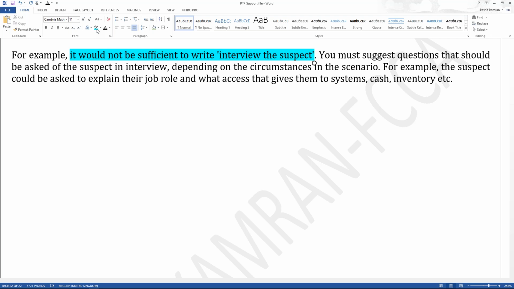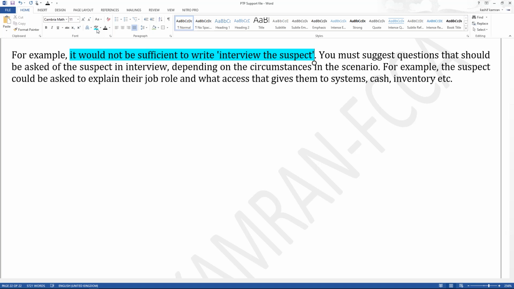You should write a proper sentence in the exam stating the objective of the interview, or why you are interviewing the suspect and what you want to ask. So you should put the question you want to ask the suspect. The examiner does not like you just writing interview the suspect, but the examiner is giving you a suggestion on how you should write it. You should put the question you will be asking the suspect to make it a proper statement. Is that clear?